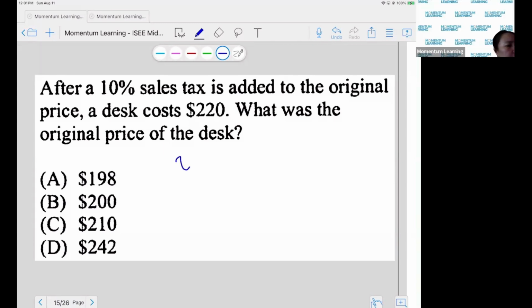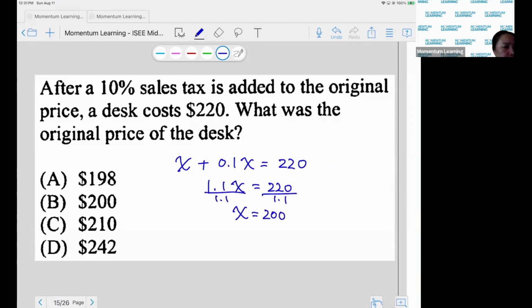So you can just say, okay, my original price times the tax, so it will be 1 plus the 10%. It should be 1.1. So I can do this one a little bit. Okay, so X, and then plus the 10%, which is 0.1 X, equals 220. That is 1.1 X equals 220. Then you divide by 1.1 on both sides, and that's $200.